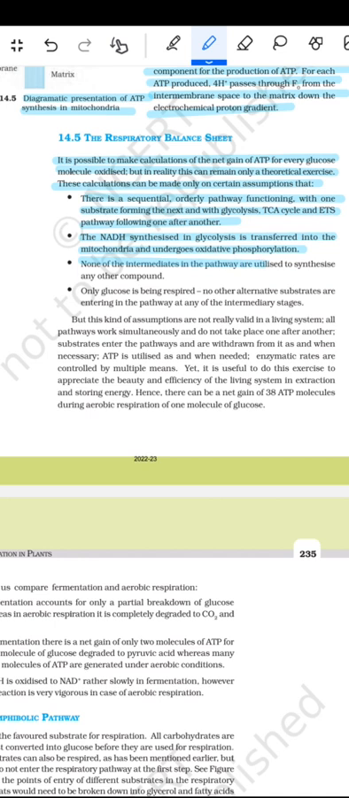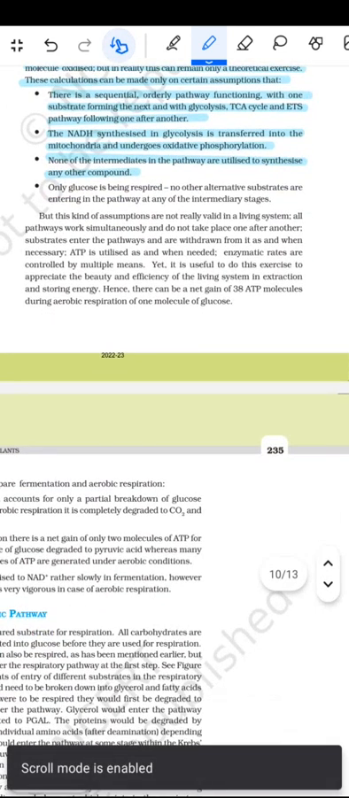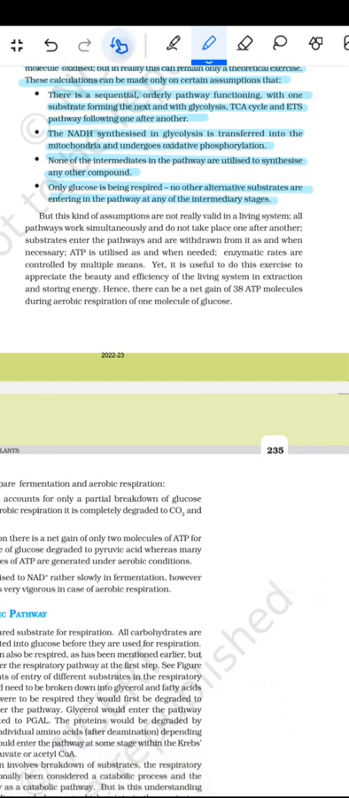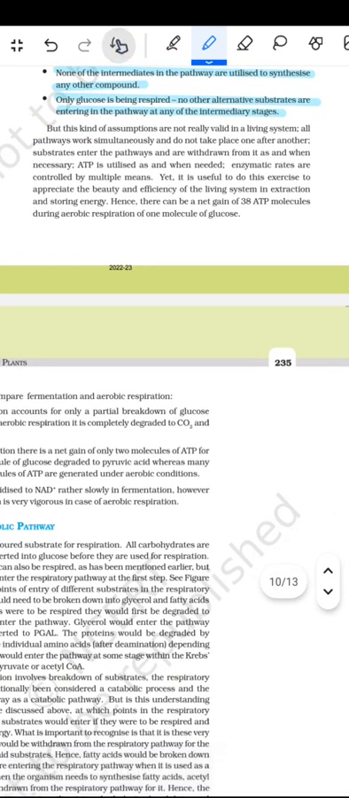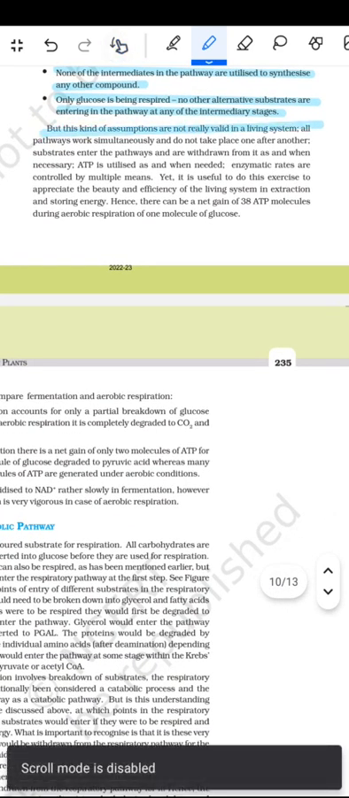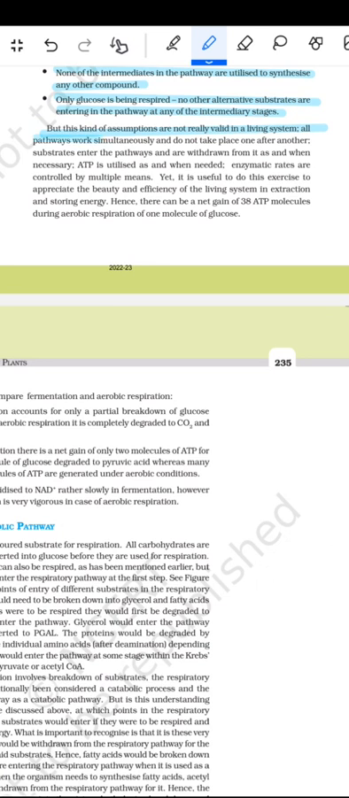फिर आता है none of the intermediates in the pathway are utilized to synthesize any other compound. फिर कहता है कि only glucose is being respired, no other alternative substrate are entering in the pathway at any of the intermediary stage. फिर कहता है कि but this kind of the assumption are not really valid in the living system. All pathways work simultaneously and do not take place one after the another.